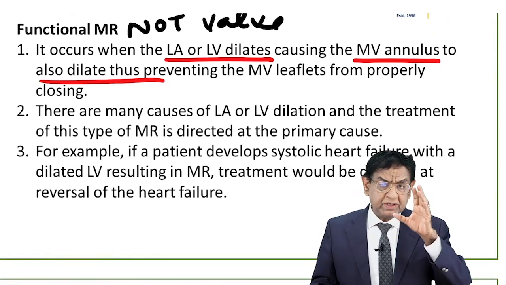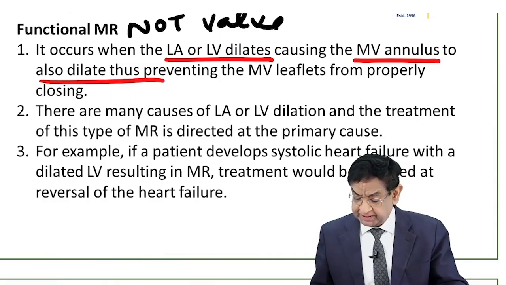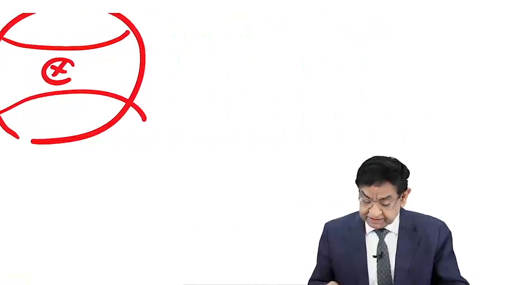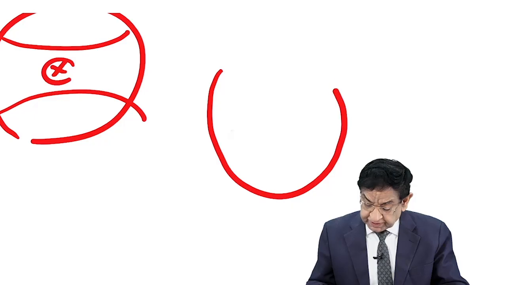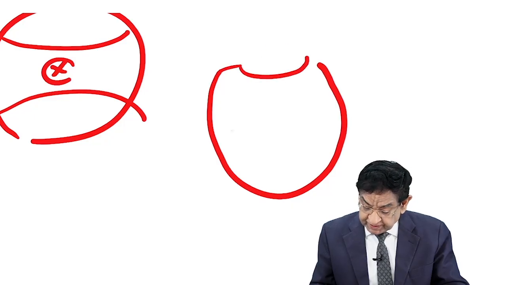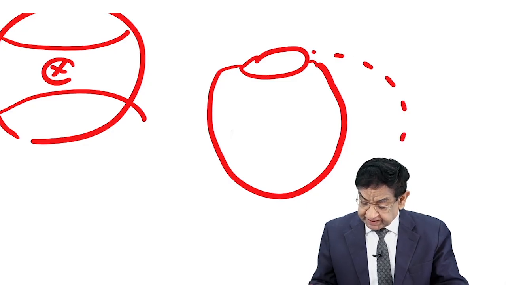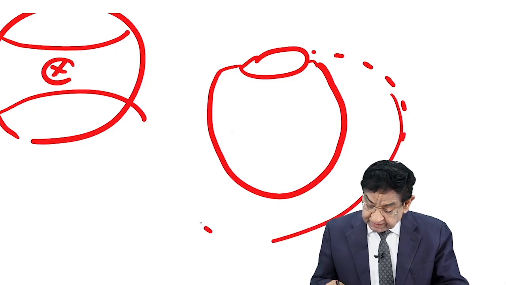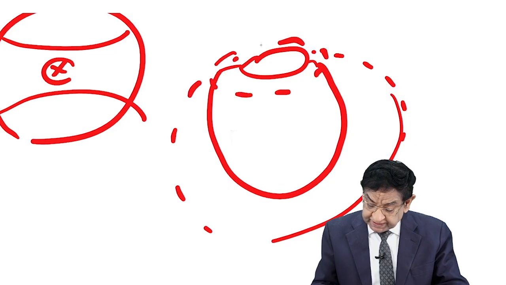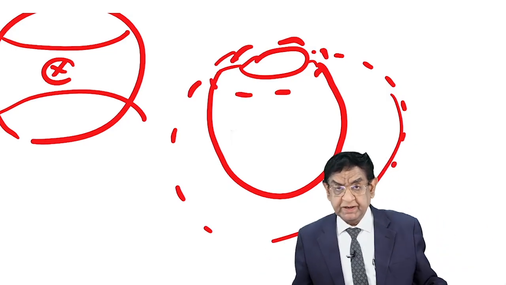So now, like in dilated cardiomyopathy, there is the heart. And I'm just showing only the left ventricle. This is the annulus. Now if it gets dilated, this also gets dilated, and that leads to MR.